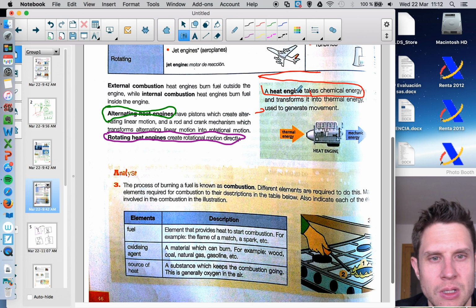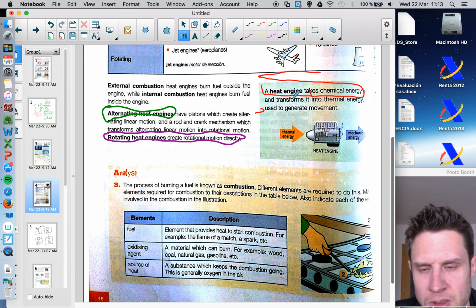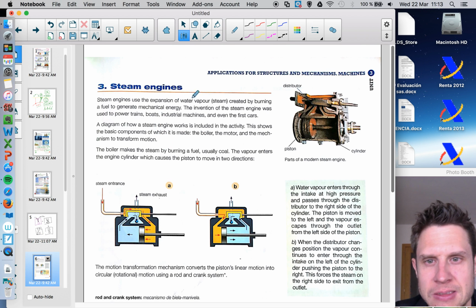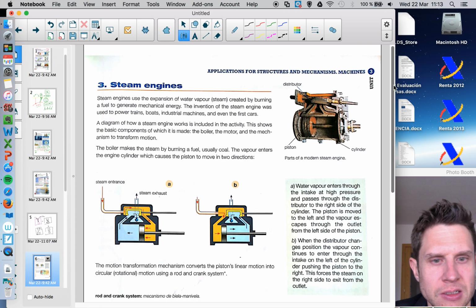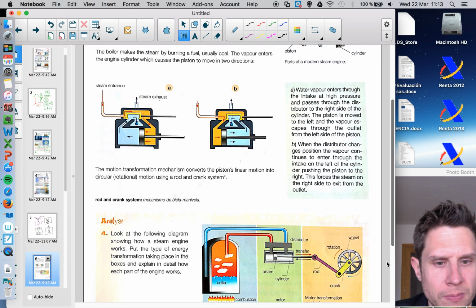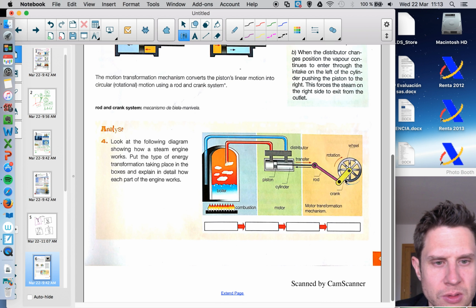Heat engines take chemical energy and transform it into thermal energy used to generate movement. So, thermal to mechanical. We will do an exercise in class on steam engines, which are the ones that are moving.